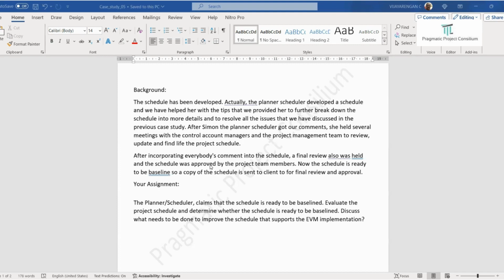After incorporating everybody's comments into the schedule, a final review was also held and the schedule was approved by the project team members. Now the schedule is ready to be baselined. So a copy of the schedule is sent to the client for the final review and approval. This is what we have studied so far, I mean, in the previous case studies as well as in the previous videos.